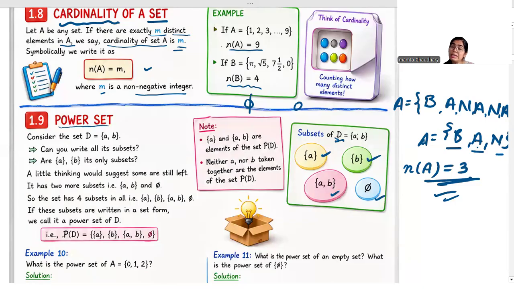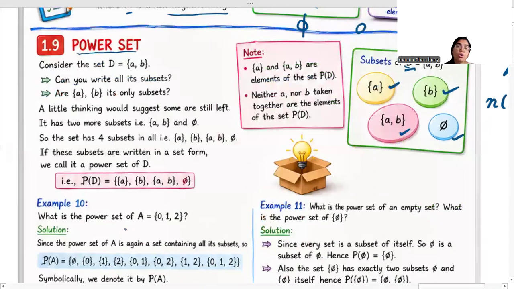So now if I write a set which contains all these 4 subsets, in a power set, the elements are always sets. So this is written as power set of D, meaning P of D. D is what? {A, B}. So what will it be? Set {A}, set {B}, set {A, B}, and phi. So these are the four elements of this power set.